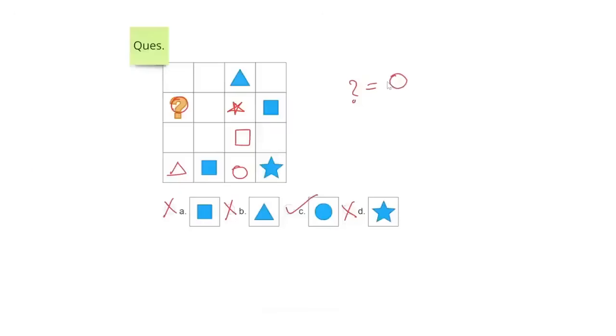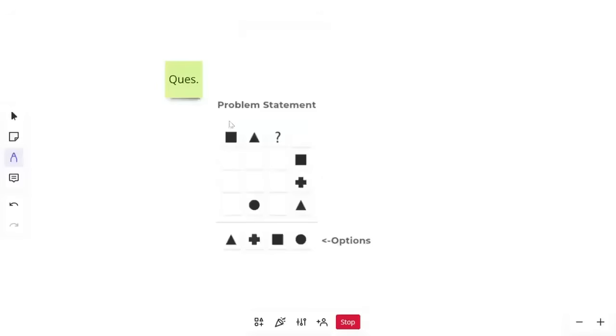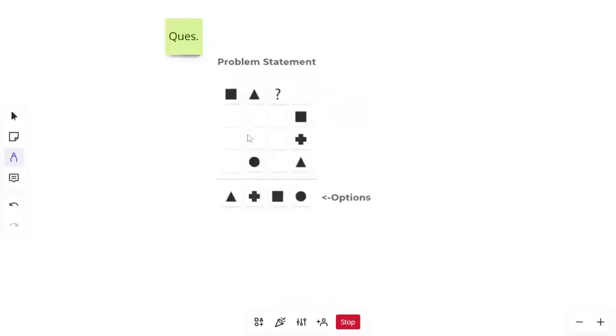Moving on to the next one. Let's look at this question. In this question, we have this problem statement where we need to find out which of the given symbols will come in place of the question mark. Okay, so let's try to solve this. Before that, if you want to understand how this logic works, I would suggest that you please pause for a second, try to think on your own, and then you can proceed with it.